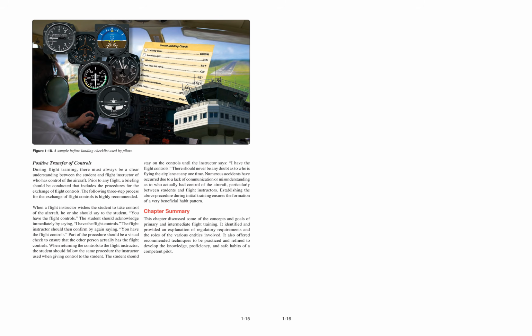Chapter Summary. This chapter discussed some of the concepts and goals of primary and intermediate flight training. It identified and provided an explanation of regulatory requirements and the roles of the various entities involved. It also offered recommended techniques to be practiced and refined to develop the knowledge, proficiency, and safe habits of a competent pilot.